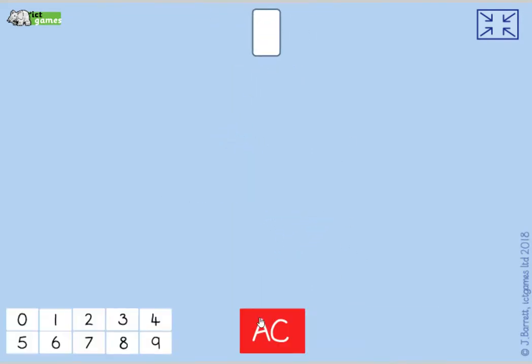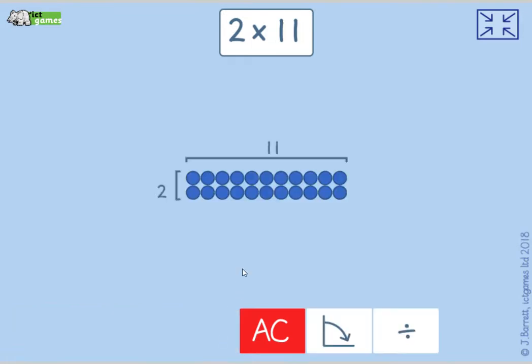Let's try another one. One more. Let's try 2 times 11. Whoa. Okay. So we've got 2 and we've got it 11 times. Let's count in twos. 2, 4, 6, 8, 10, 12, 14, 16, 18, 20, 22. Did you think it was 22? Well done. Super job. And what else do we know?